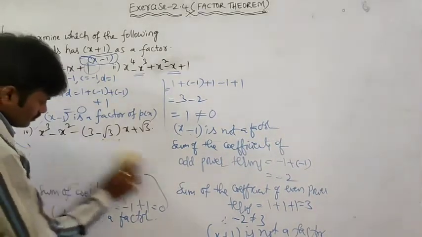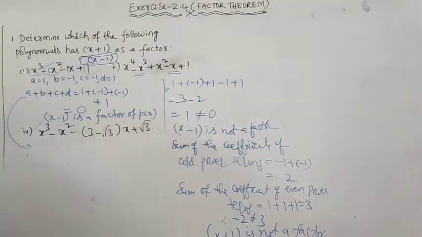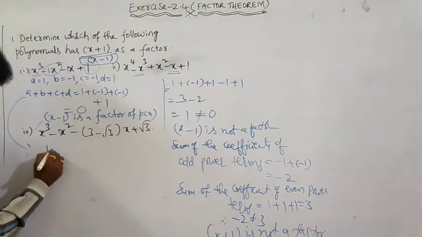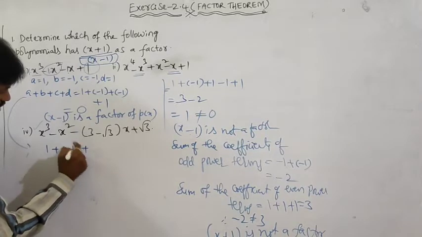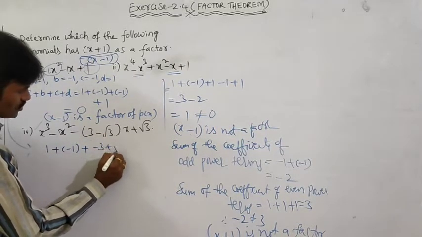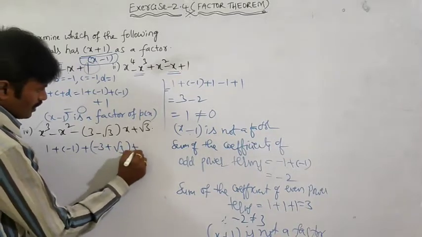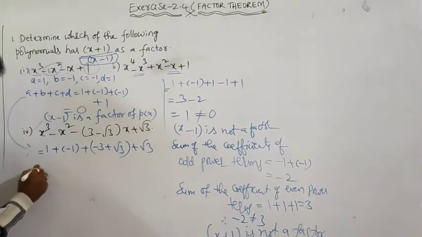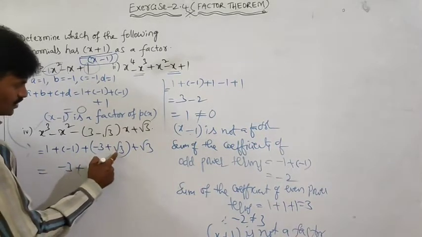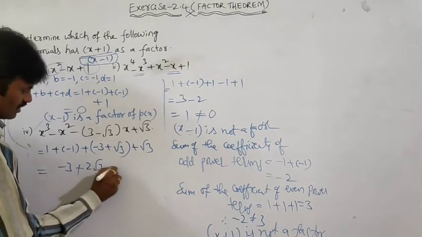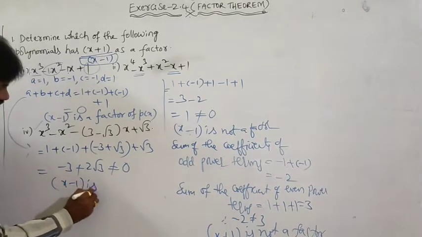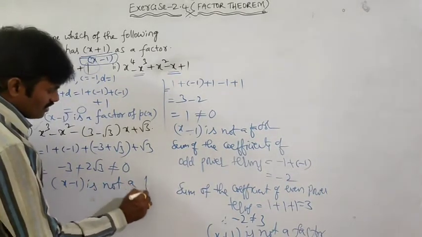Now find the sum of the coefficients. 1 plus minus 1 plus minus of 3 minus root 3, which can be written as minus 3 plus root 3, plus root 3. That is 1 minus 1 is 0, minus 3 plus root 3 plus root 3 is 2 root 3. Is it equal to 0? No. So x minus 1 is not a factor.